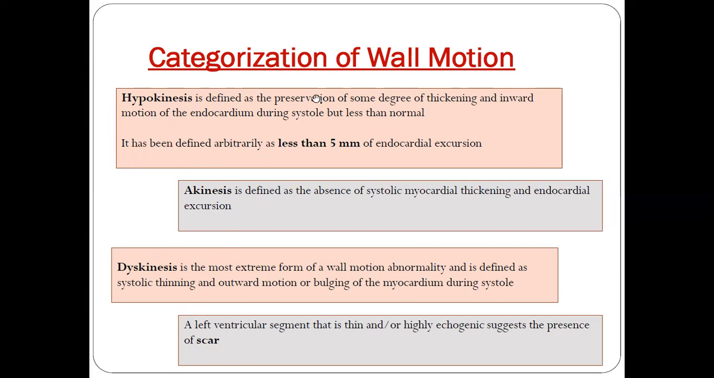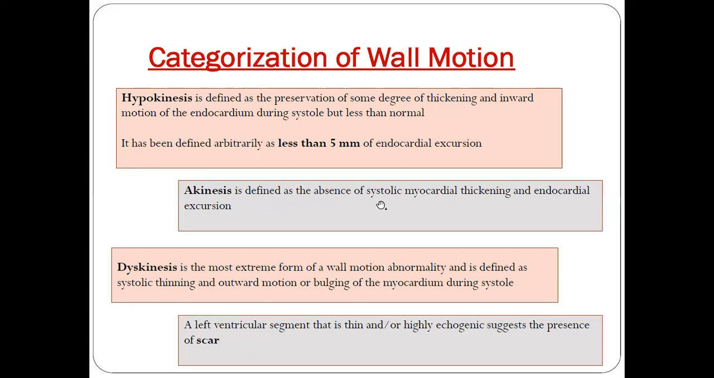Hypokinesia is defined as preservation of some degree of thickening and inward motion of the endocardium during systole, but less than normal. The name itself denotes decreased movement. Whenever the heart contracts during systole, the muscle thickens and there is inward motion of the myocardium. If some degree of that is preserved, it is called hypokinesia. It has been arbitrarily defined as less than 5 millimeters of endocardial excursion, that is, the endocardium is moving inside by less than 5 millimeters.